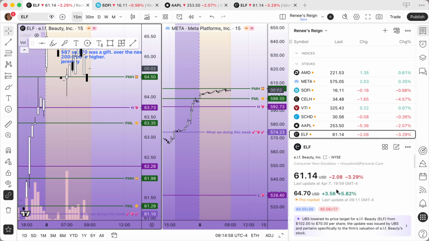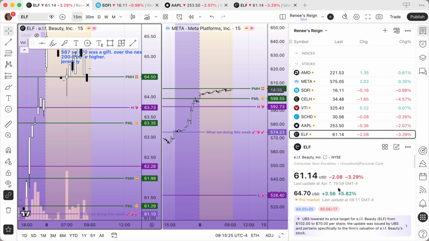But I like this part down here because it gives you some of the little basics. Like this is what it closed at yesterday, $61.14. So it's down $2.08. That's as of 4 p.m. yesterday or when it closed. Now we're in the pre-market. The stock market's going to open up in about 15 minutes. So this was between the post-market yesterday and the pre-market today. That same asset is now trading at $64.70.